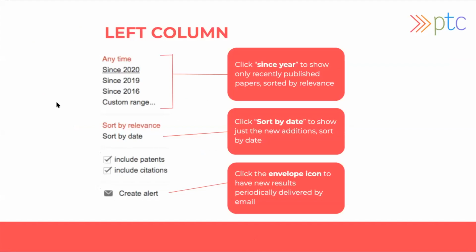Now, let's look at the left column, where we can sort the search results by date instead of relevance. Click Since Year to see only recently published papers. Sorted by relevance, you can then click Sort by Date to show just the newest additions. Lastly, you can click the envelope icon to have results periodically delivered by email.